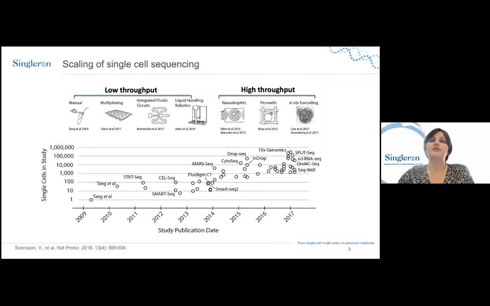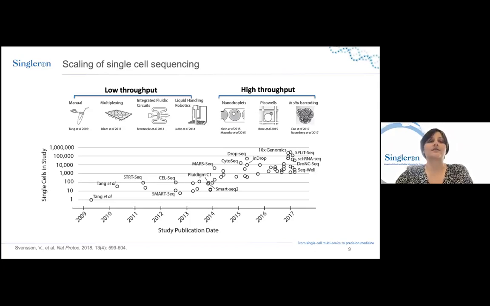On this graph, you can see different types of techniques that have been used to generate single-cell sequencing data. They can be grouped into two major groups, low throughput technologies and high throughput technologies. The history of single-cell sequencing dates back to 2009. In 2009, there was a study published by Tang and colleagues, and this study was a true single-cell sequencing study because it described gene expression in one single cell.